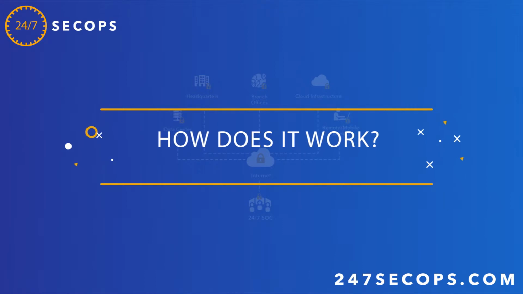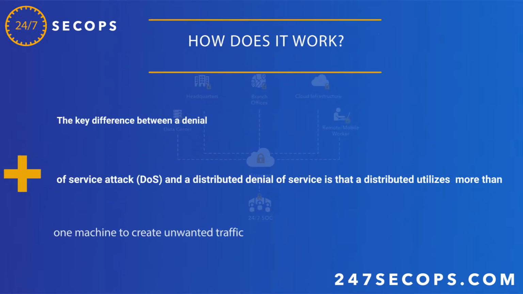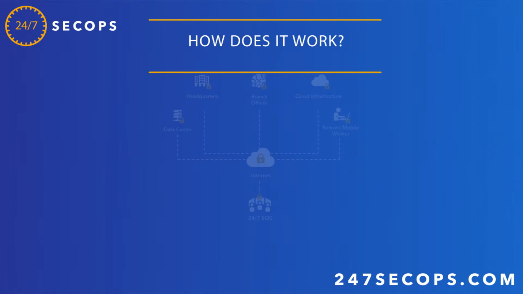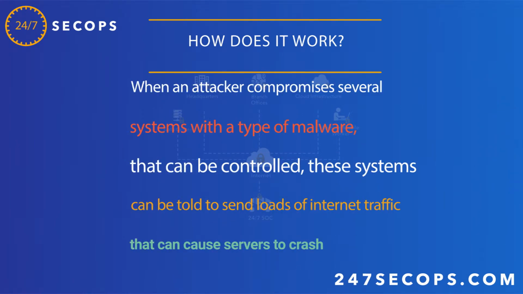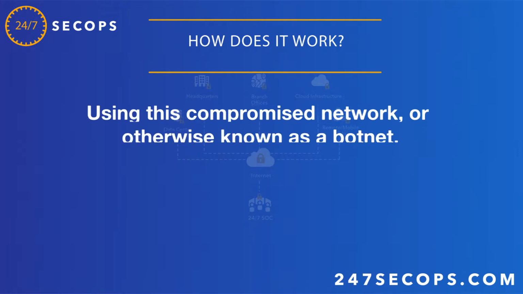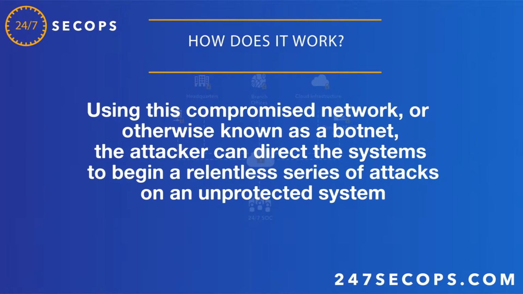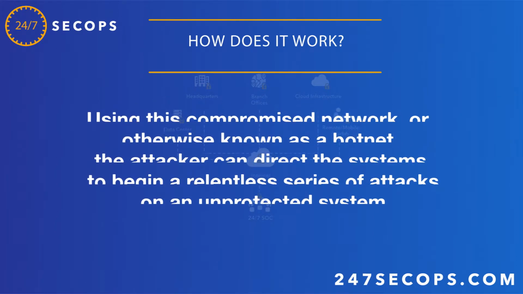How does it work? The key difference between a denial of service attack, DOS, and a distributed denial of service is that a distributed one utilizes more than one machine to create unwanted traffic. When an attacker compromises several systems with a type of malware that can be controlled, these systems can be told to send loads of internet traffic that can cause servers to crash. Using this compromised network, otherwise known as a botnet, the attacker can direct the systems to begin a relentless series of attacks on an unprotected system.